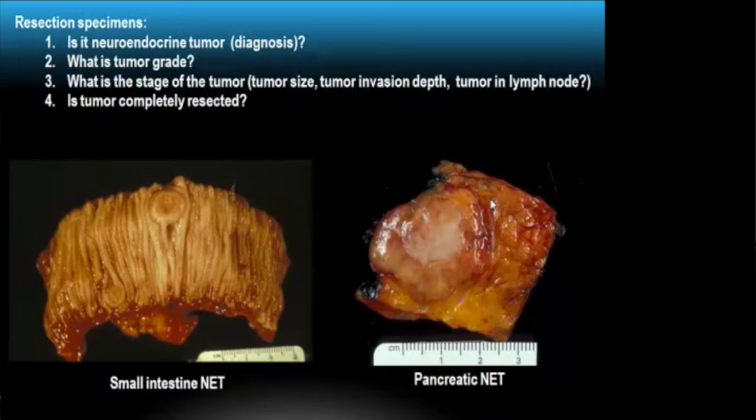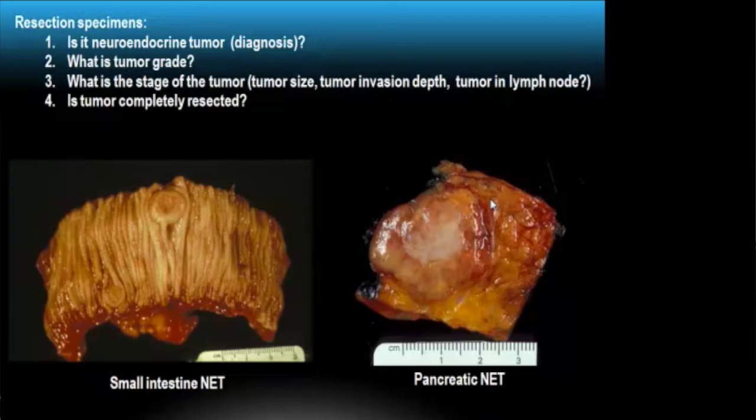I have two specimen examples here. I also show a small intestine neuroendocrine tumor. In this short segment of small intestine, you can see two tumors. The small intestine is already opened, so this is the inner mucosal surface of the small bowel. In this specimen, in addition to the small bowel, there is some fatty tissue attached to it. We call it mesenteric soft tissue. When we get a specimen, we always look for lymph nodes. All these lymph nodes hide in the fatty tissue.